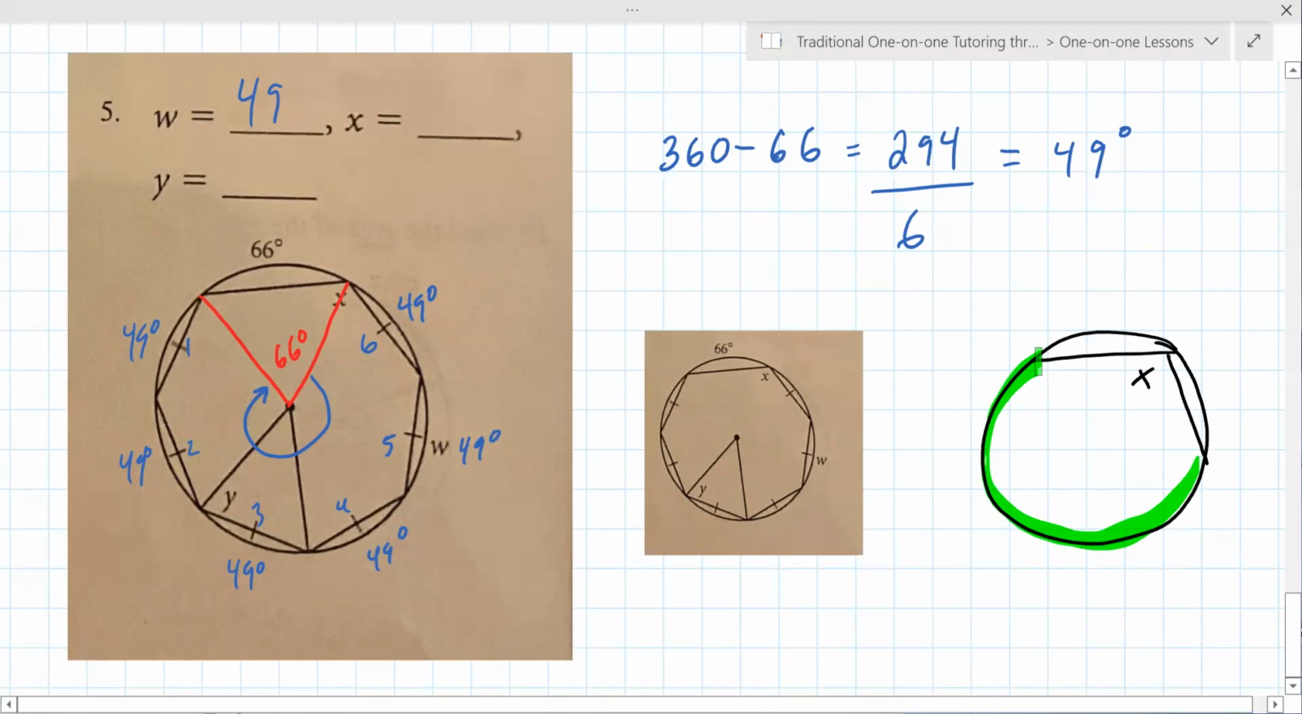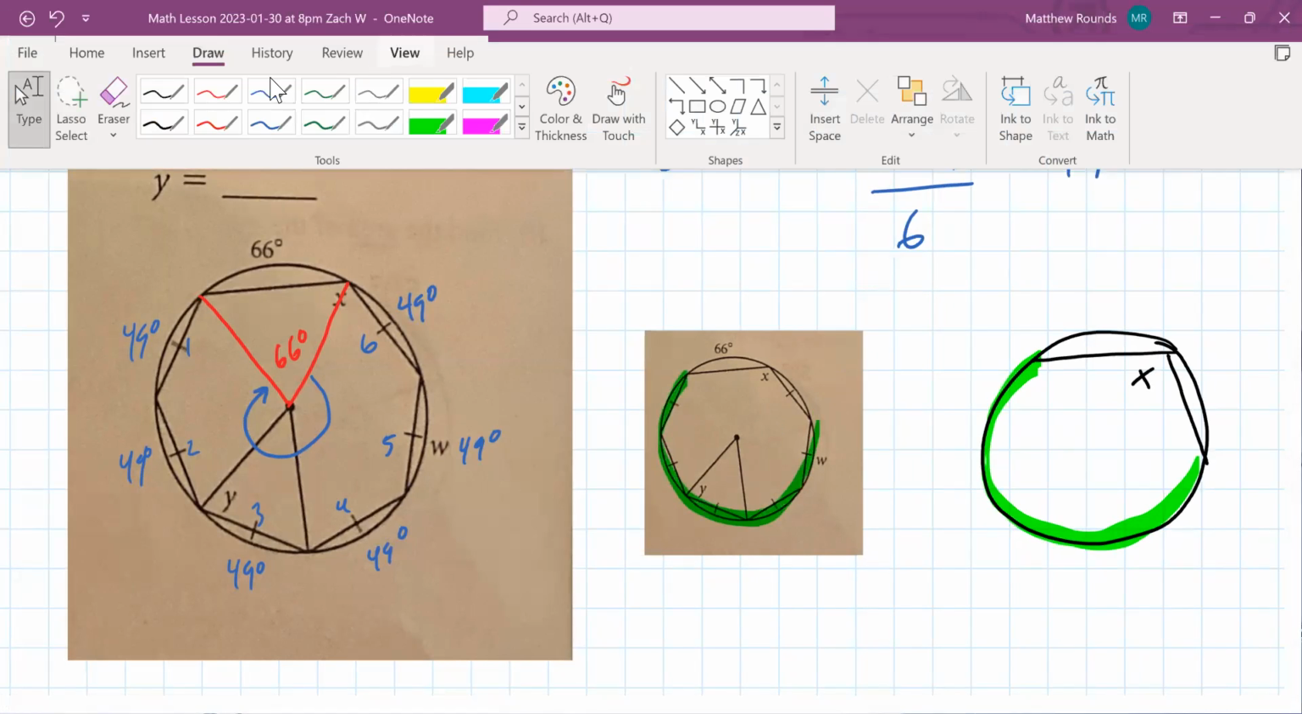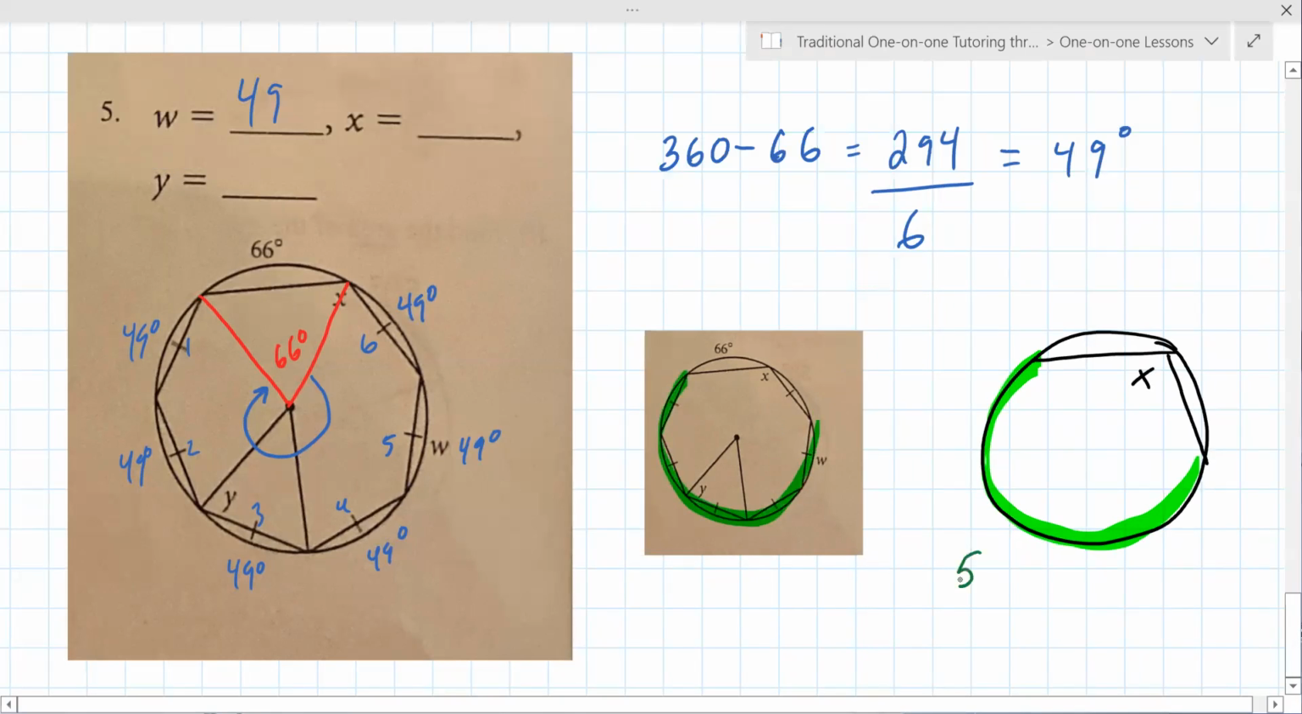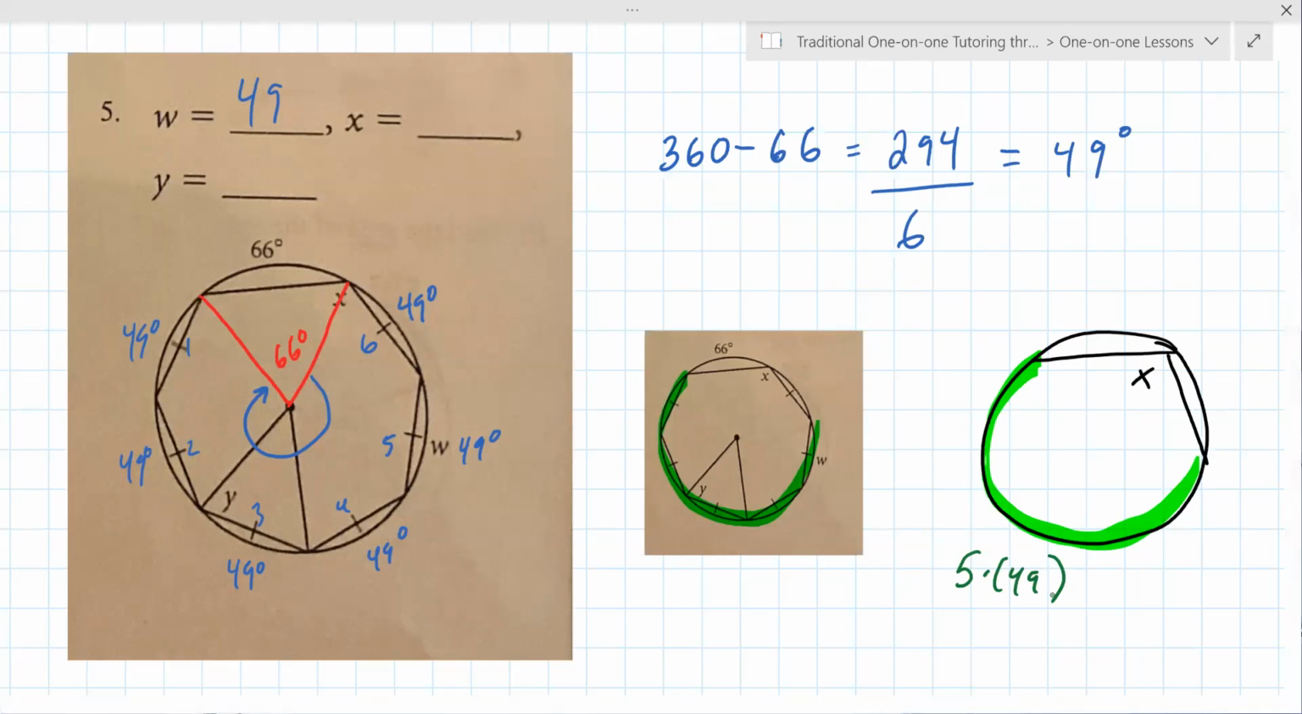And that corresponds over here to 5 of the 6 that are the same. So it's a little bit hard, but it's 5 times the 49. That's interesting. Yeah, okay, I guess that is just a big inscribed.